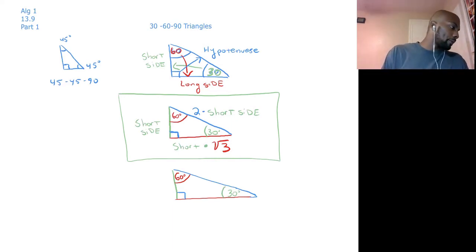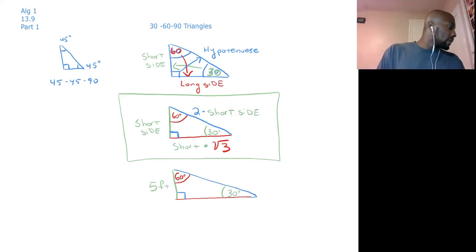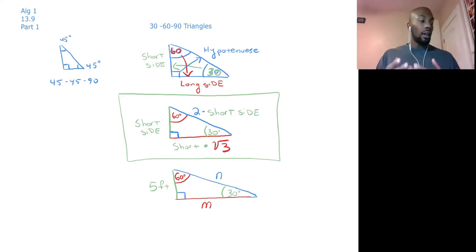We're good so far. The problem tells me that my short side is worth 5 feet. So we already know it's 5 feet. It's telling me to find the length of the long side, m, and the length of the hypotenuse, n. So we're looking for n and m. Here's how we do it. We start with what we know. We know for a fact the short side is 5 feet. All right, start with facts.